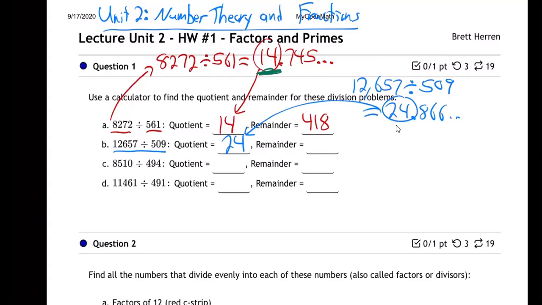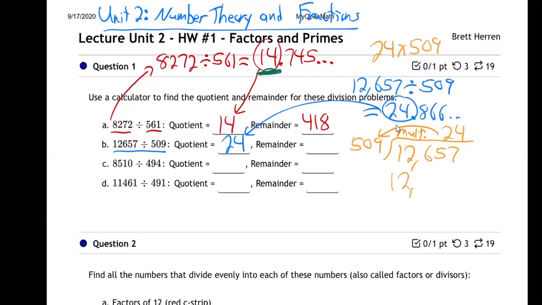And then I've got to write it as a long division problem, right? So what I'm long dividing is the smaller number, 509, into the bigger, 12,657. How many times did it go in? It went in 24 whole times. And so then I multiply 24 times 509, because that's what long division means.